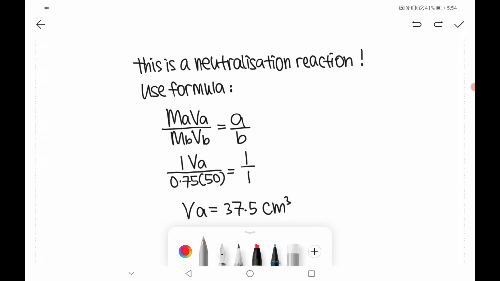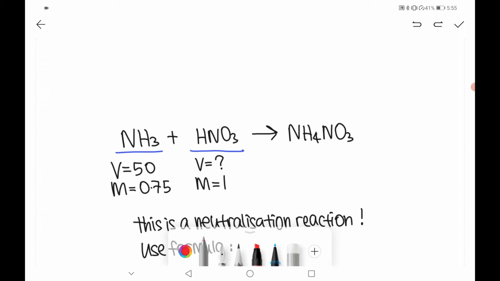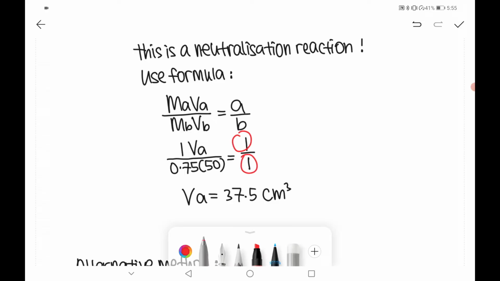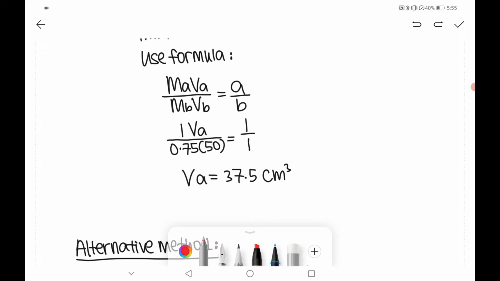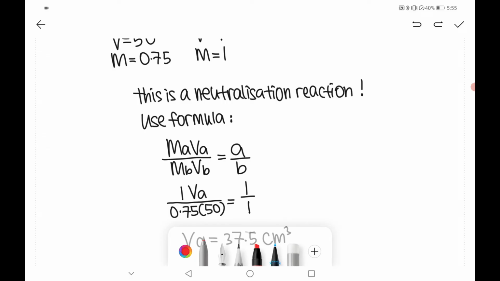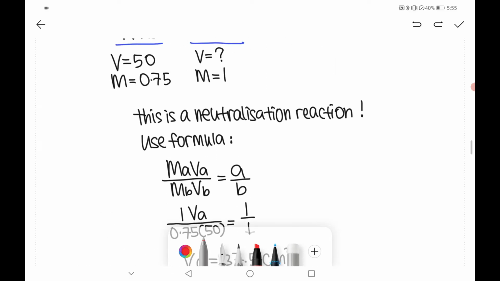Lastly, not to forget the ratio of acid and alkali. For nitric acid, the number in front is 1. Ammonia is the alkali, number in front is 1. So the ratio of acid to alkali is 1 to 1. Put it in your calculator and get your final answer, VA, which is 37.5. The final unit is cm cube because acid is a solution, and volume of solution should be in centimeter cube. So this is how we get the final answer. We are done with this.